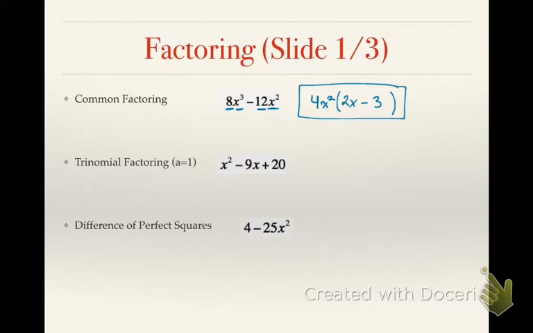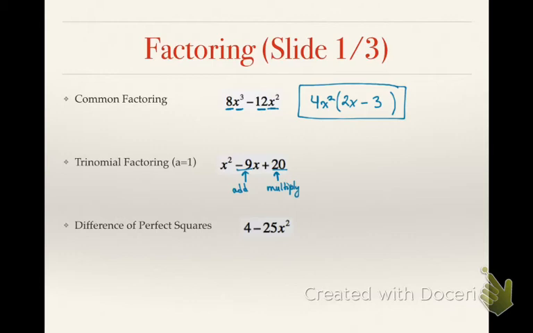Trinomial factoring, there's two different types of that, and we're going to first look at the very basic one where the leading coefficient is a 1. That's the easiest type of trinomial factoring. What you always want to do is find two numbers that multiply to the constant term and that add to the x term, the coefficient of the x term.